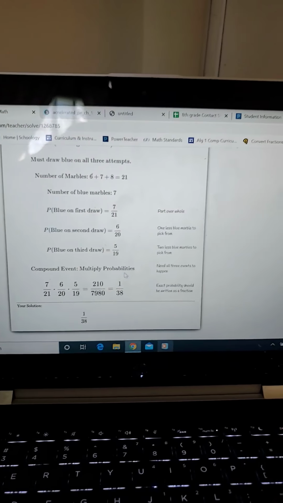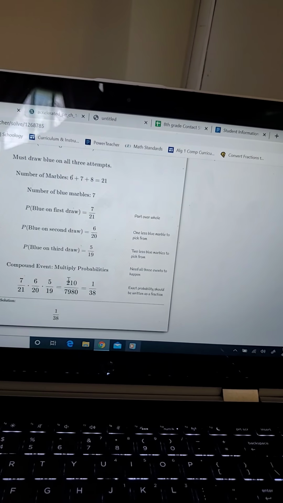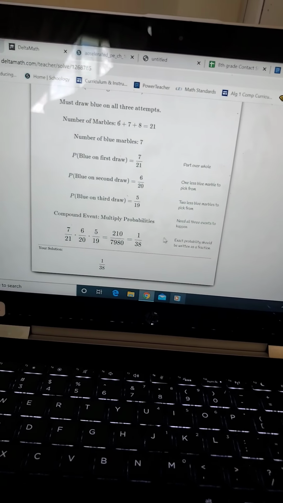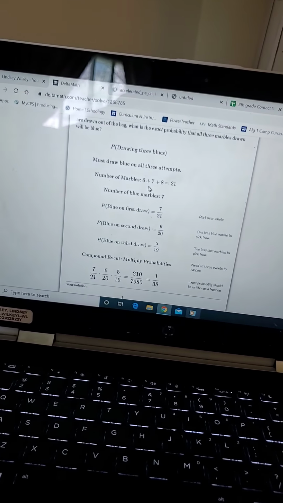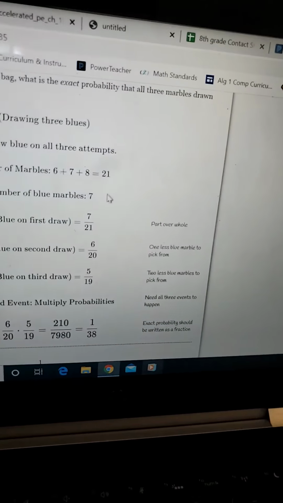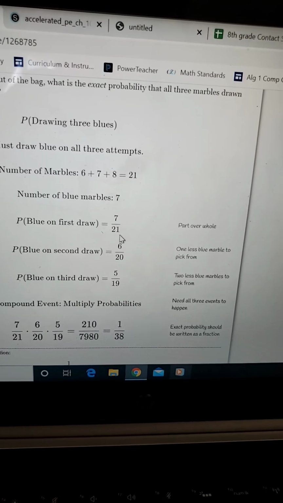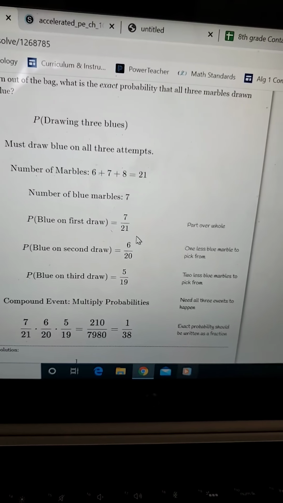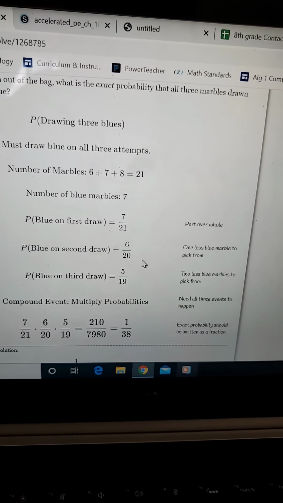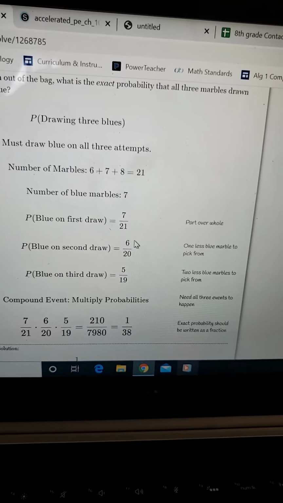Submit. Okay. So they did the same thing. They multiplied all of their numbers here. They kept big numbers, and that's why they got these huge numbers, which is why what we did was a little easier. But again, it just said number of marbles total. There's 21. Probability of drawing a blue on the first draw is 7 out of 21. On the second draw, there's 1 less blue marble, so now there's 6 marbles, and there's 1 less marble total. So 6 out of 20 marbles.